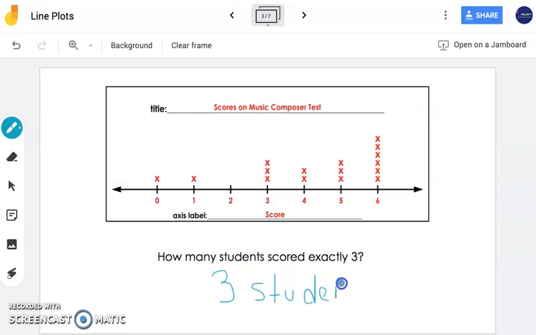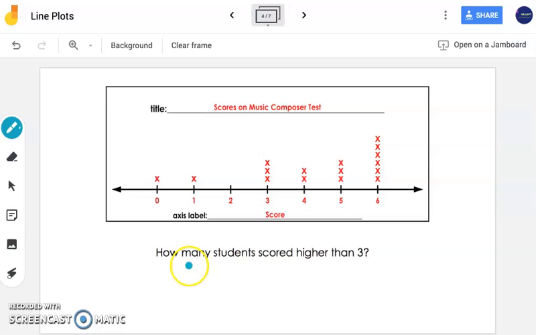Now, the number of X's you see represents students. We know that because we're looking at my labels. We have scores, and each X represents students. So here we have 3 students who scored exactly a 3. And those X's help us to identify the answer to this question.